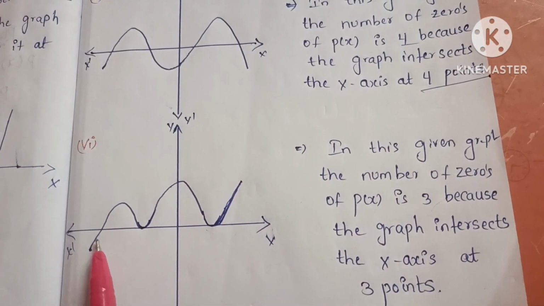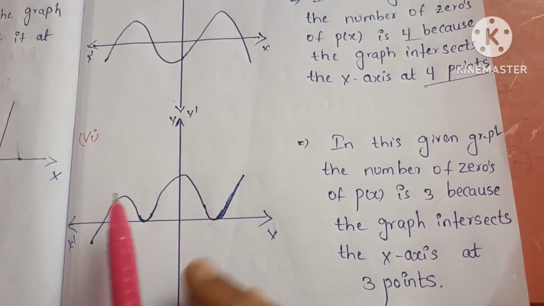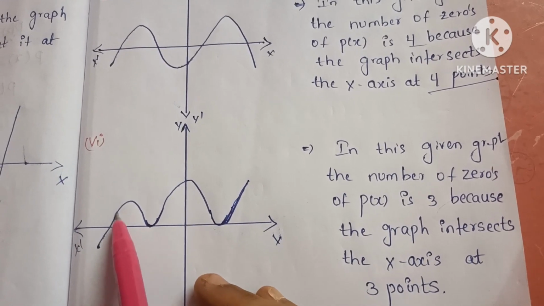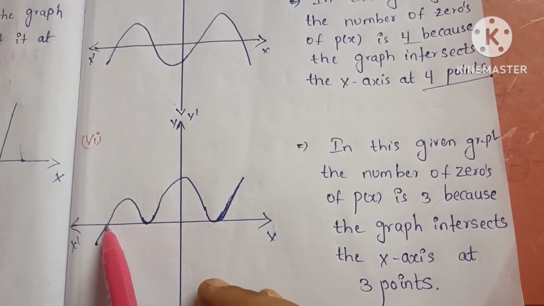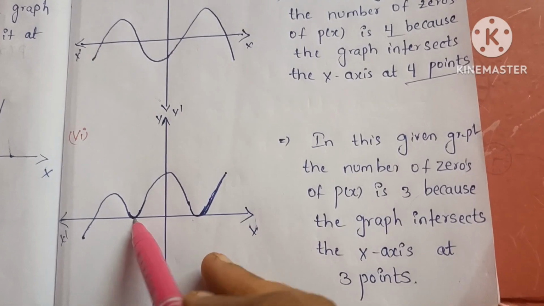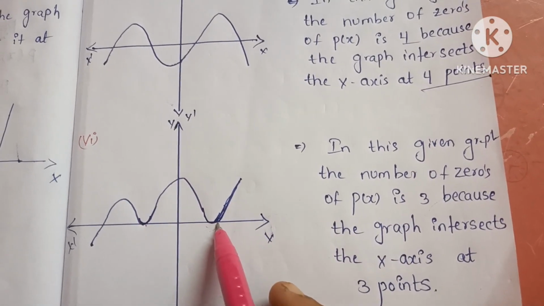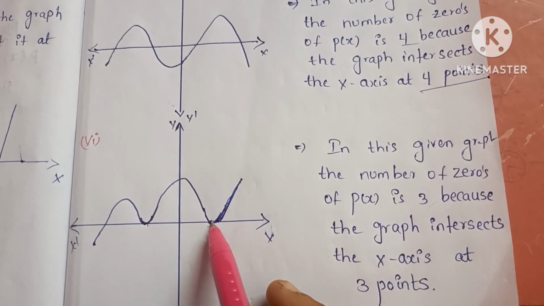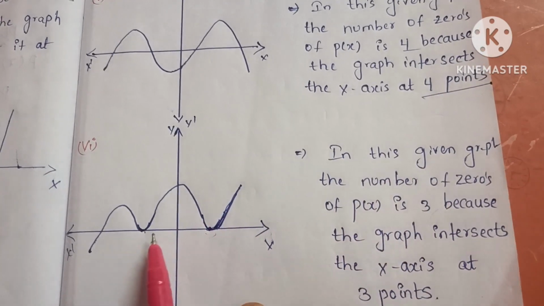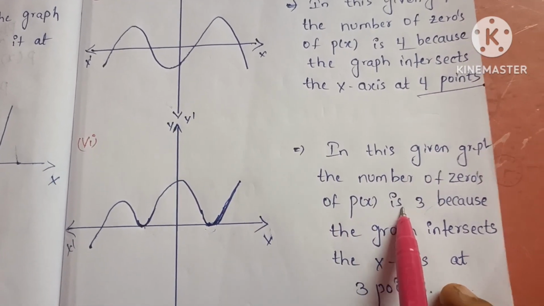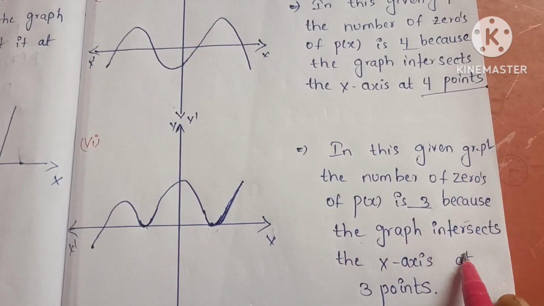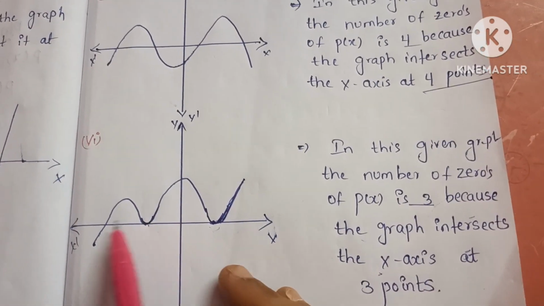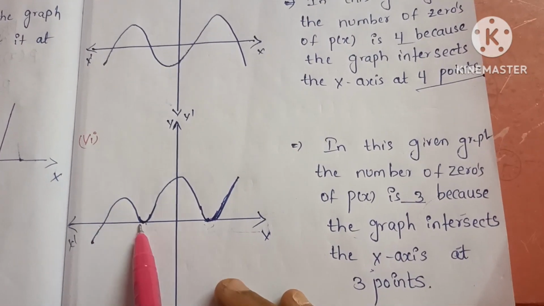Next, the last one. In this graph, there is 1 point here and 1 point here and 1 point here. So in this given graph, the number of zeros of p of x is 3, because the graph intersects the x-axis at 3 points: 1, 2, 3.